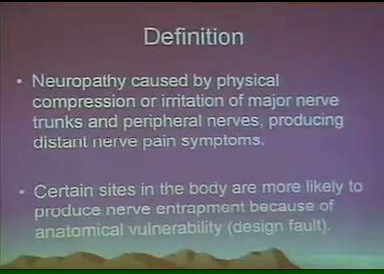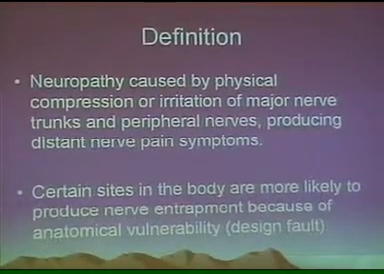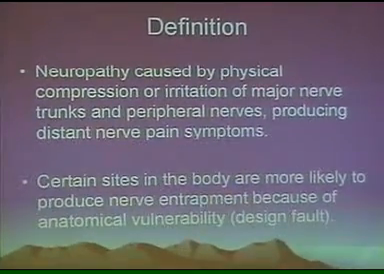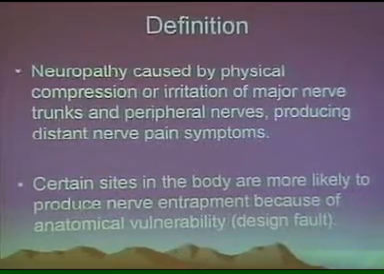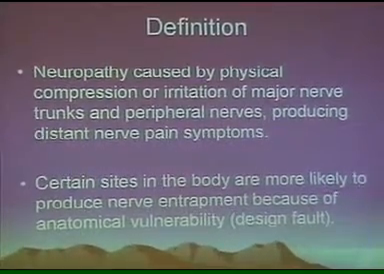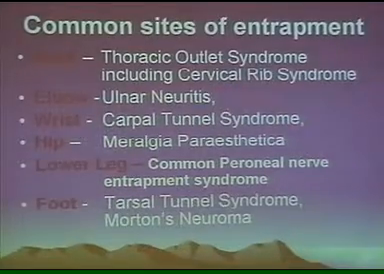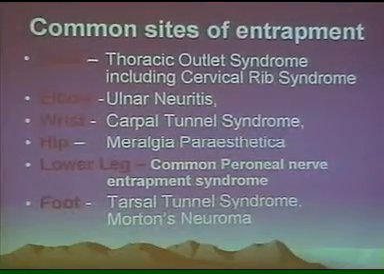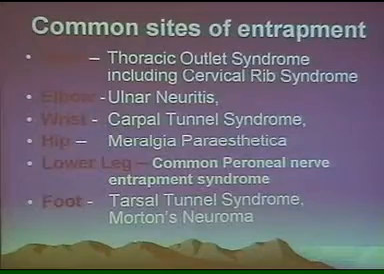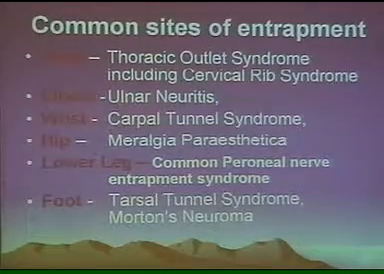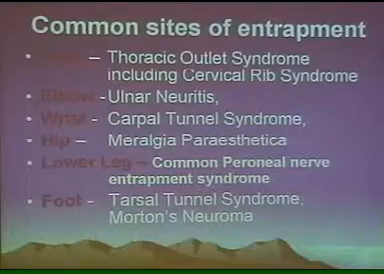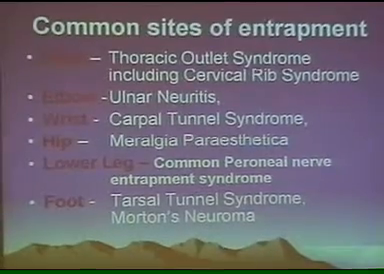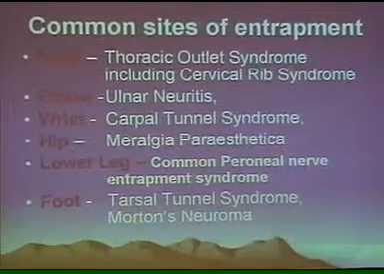There are certain sites in the body which are more likely to produce nerve entrapment because of their anatomical vulnerability. It's the anatomy of the site from where the nerve passes that contributes more to the peripheral neuropathy. So the common sites of entrapment which we encounter are thoracic outlet syndrome, which we see as cervical rib syndrome, ulnar neuritis, carpal tunnel syndrome, meralgia paresthetica, common peroneal nerve entrapment, dorsal tunnel, and Morton's neuroma.